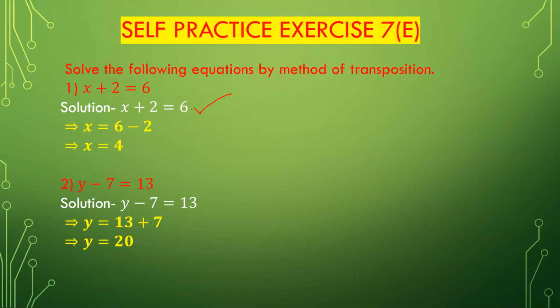Then 2 on left hand side plus 2 is there. 2 will be transposed to the right hand side, then it will be x equal to 6 minus 2. Plus becomes minus. Then x will be 4. 6 minus 2 is 4. So value of the variable x is 4.